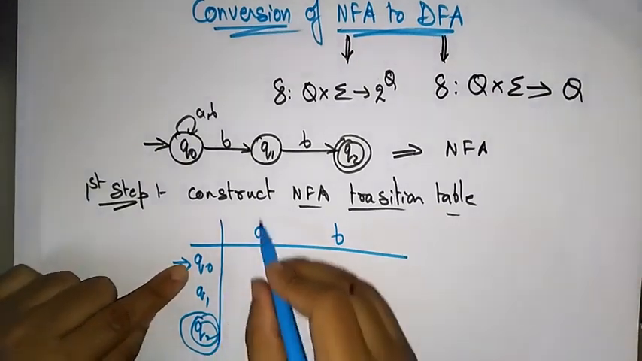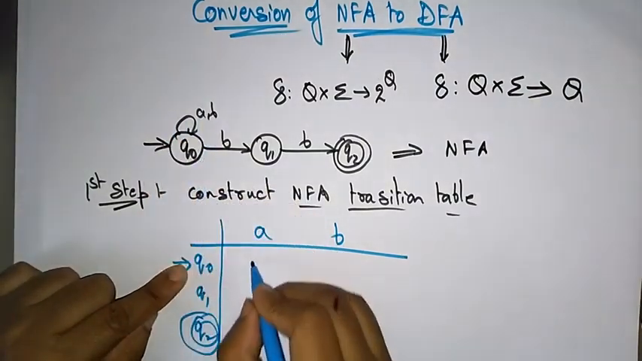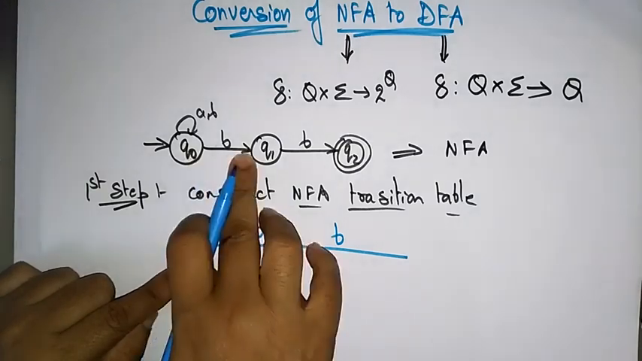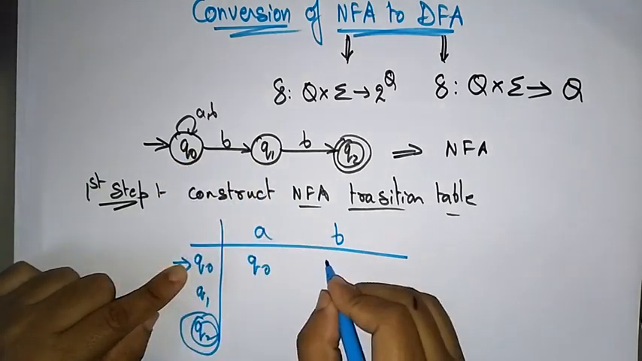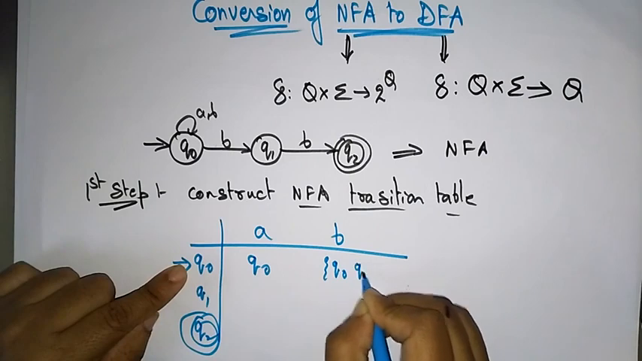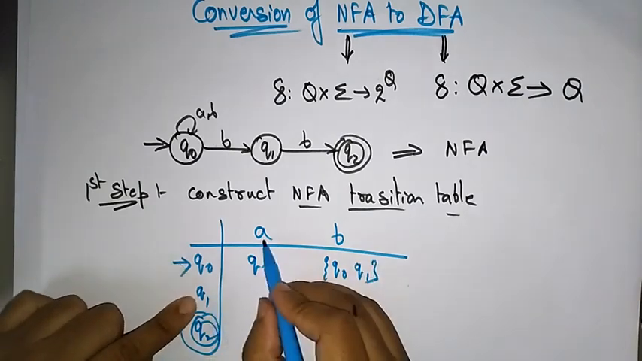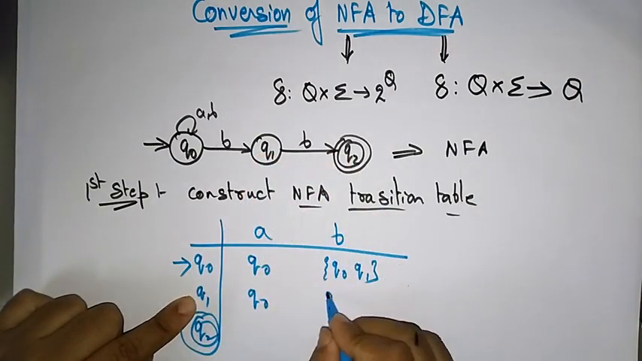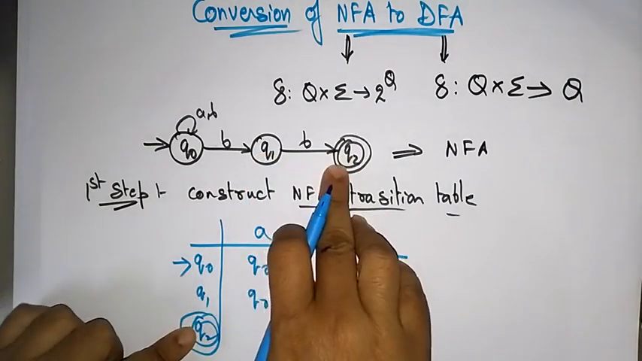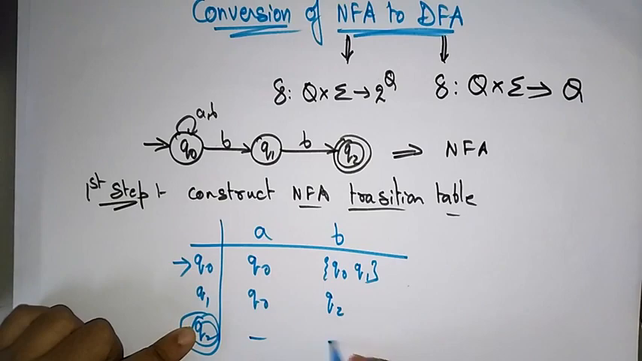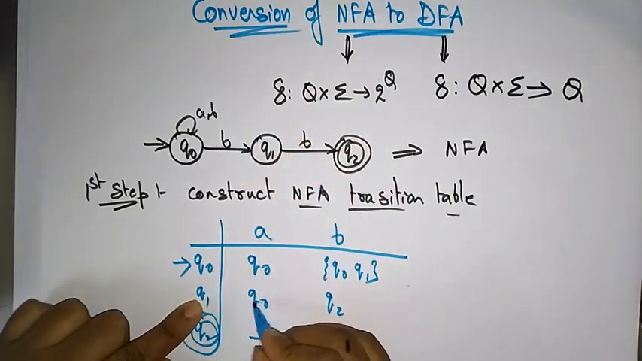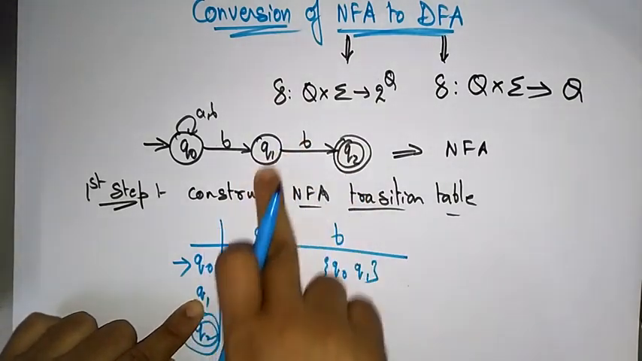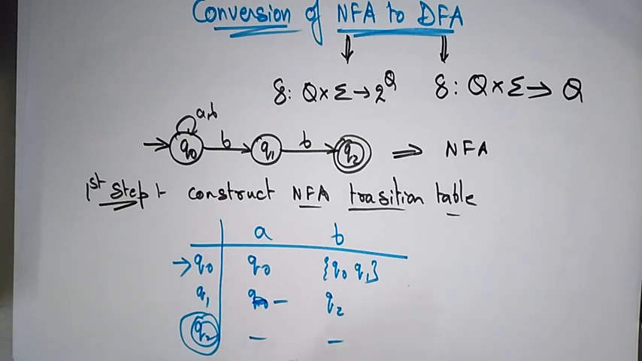Q0 on A goes to Q0. Q0 on B goes to 2 states, Q0 and Q1. Now Q1 on A, nothing is there, and Q1 on B goes to Q2. Q2 on A and B, no state. So this is the NFA. Now we have to translate it into DFA.